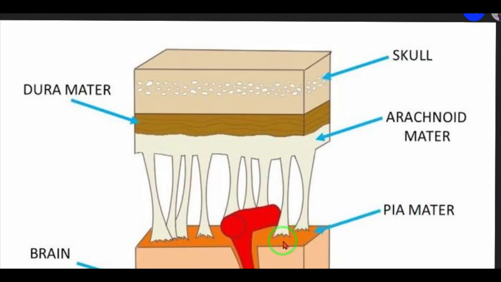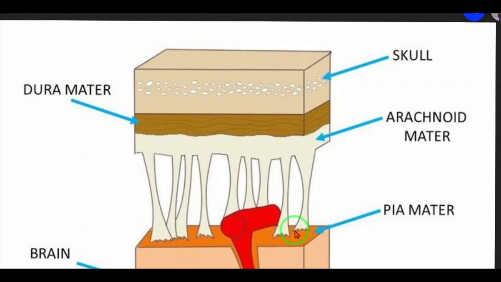Pia mater is the innermost layer, a thin, delicate membrane that is rich in blood supply. So this layer supplies blood. This is the thin, innermost layer.